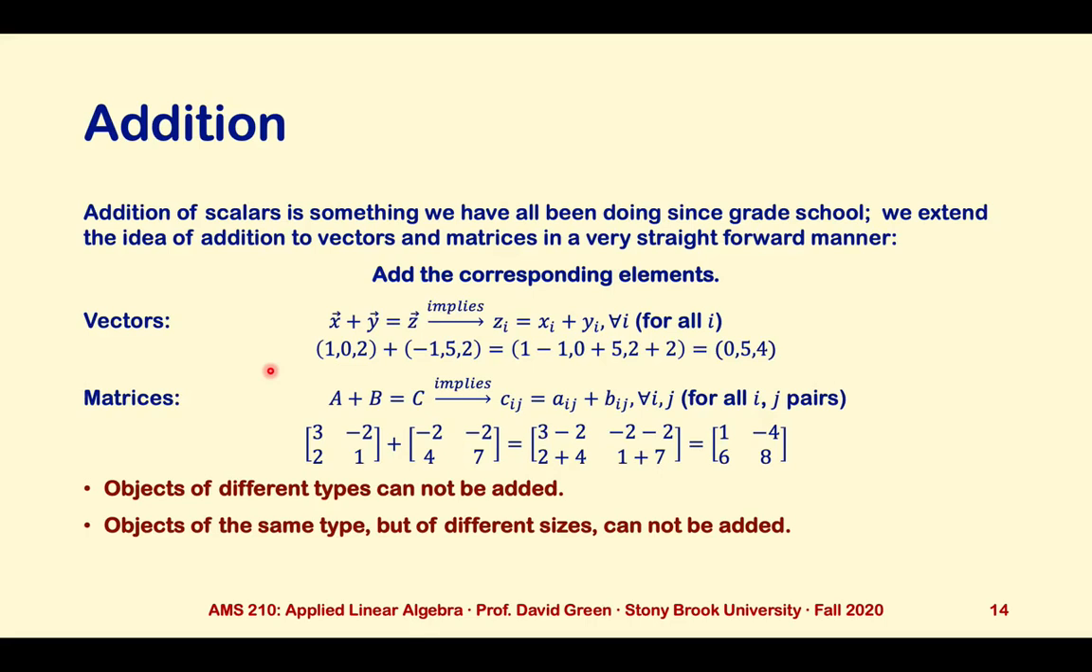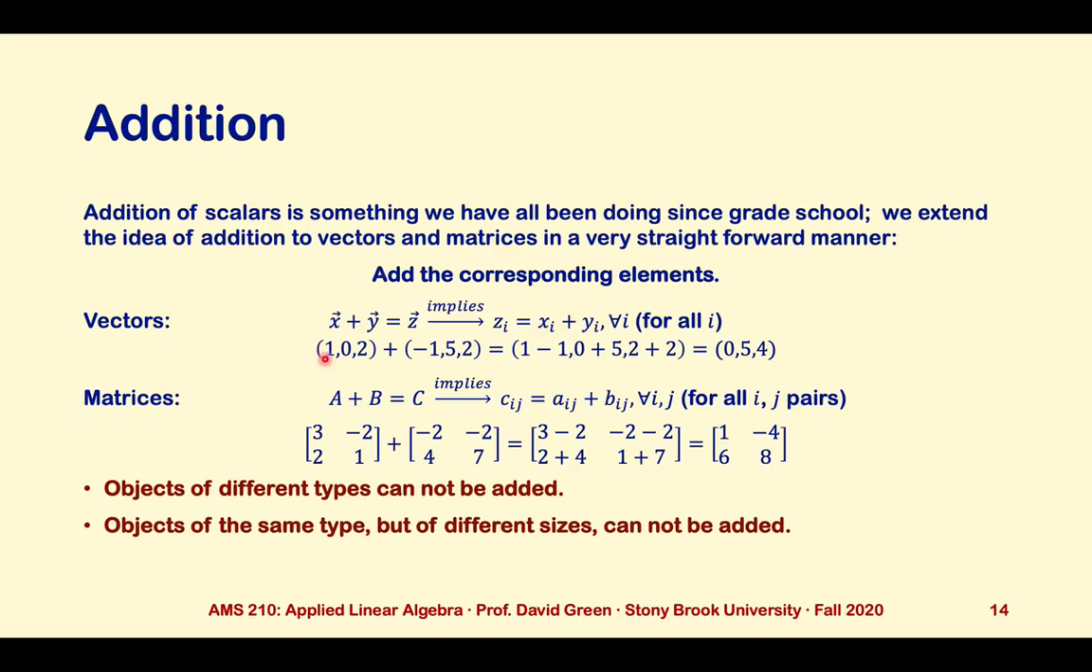Addition of scalars is something that we all know how to do very easily. It's one of the first things that you learn to do in terms of math. We extend the idea of addition to vectors and matrices in a really straightforward way. All we need to do is add the corresponding elements. Right? What do we mean by that? If we say that x plus y equals z, it means that every element of z, every z_i, is the sum of the corresponding elements of x and y.